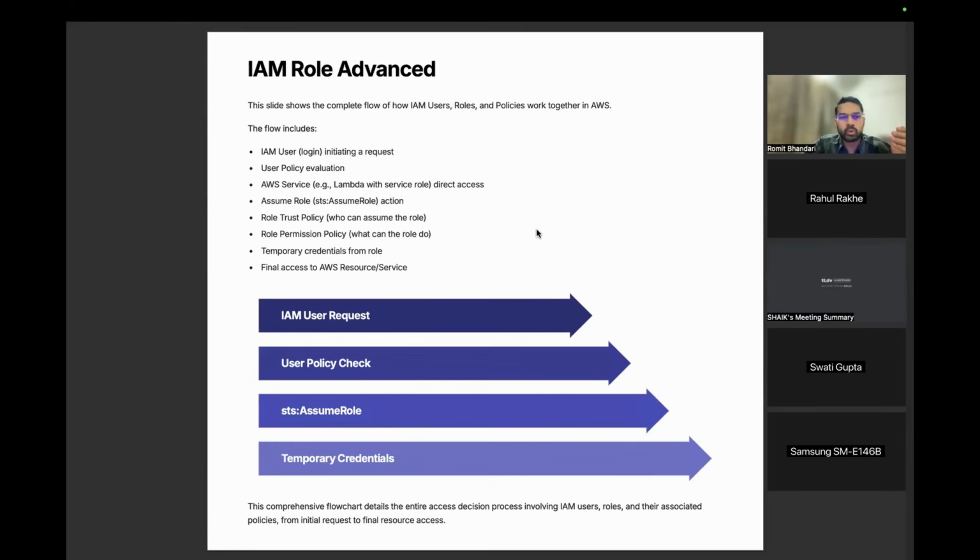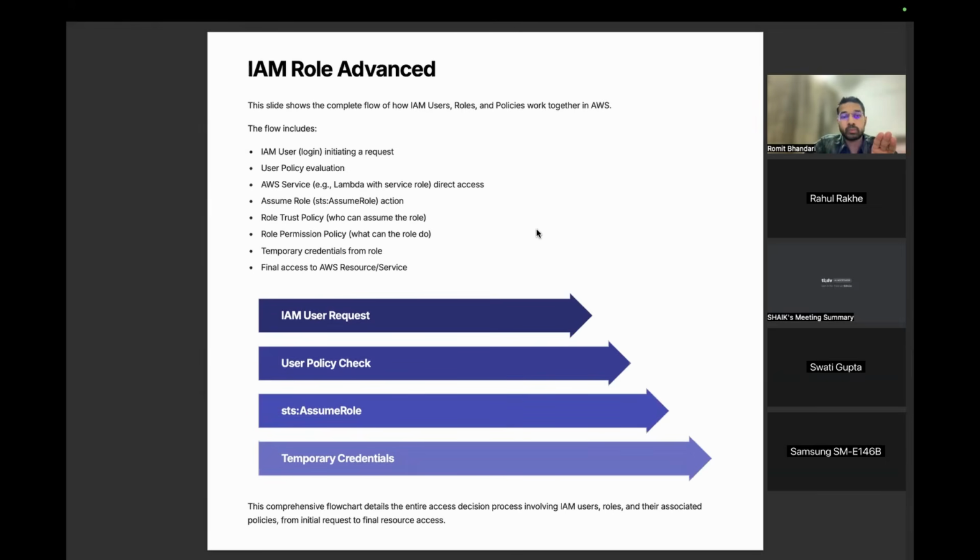So how this flow works, let us check that quickly. You have an IAM user initiating. As a user, you are logging into the AWS console. You have user policy evaluation. Let's say that user policy gives you access to invoke Lambda.